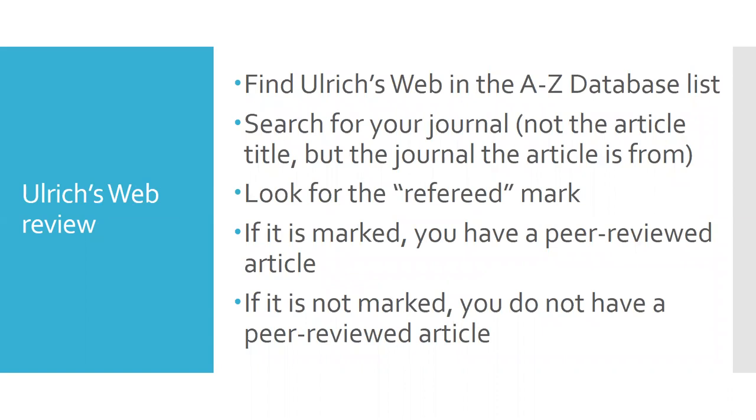So Ulrich's Web in review, you would find Ulrich's Web in the A to Z database list. You would search for your journal, not the article title, but the journal that the article is from. Look for that refereed mark. And then if it is marked, you have a peer-reviewed article. If it's not marked, you do not have a peer-reviewed article.